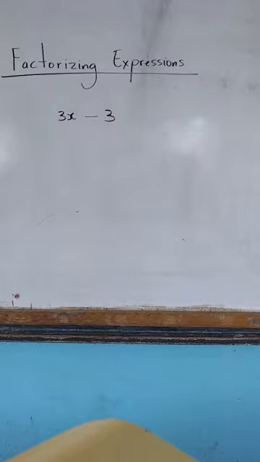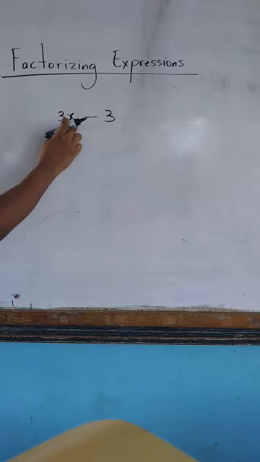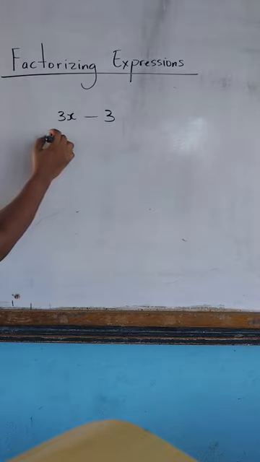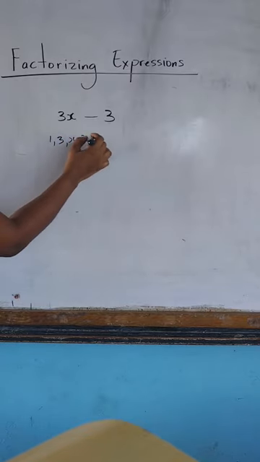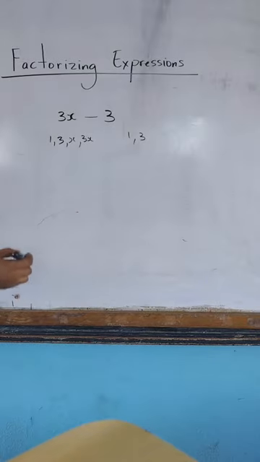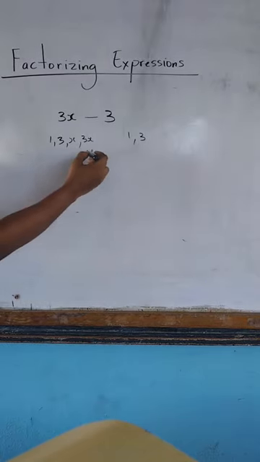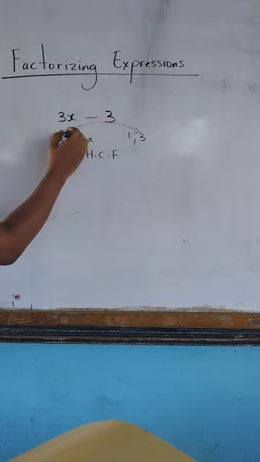Alright, we continue. Look at this expression, 3x minus 3. My first term is 3x. I'm going to write down the factors: 1, 3, x, and 3x. The factors of 3 are 1 and 3. Now, what do they have in common? Because we're trying to find the highest common factor. The highest common factor would have been 3.